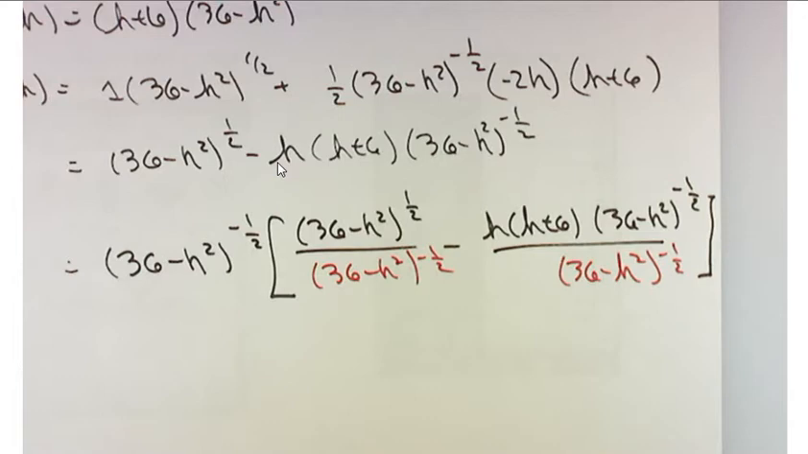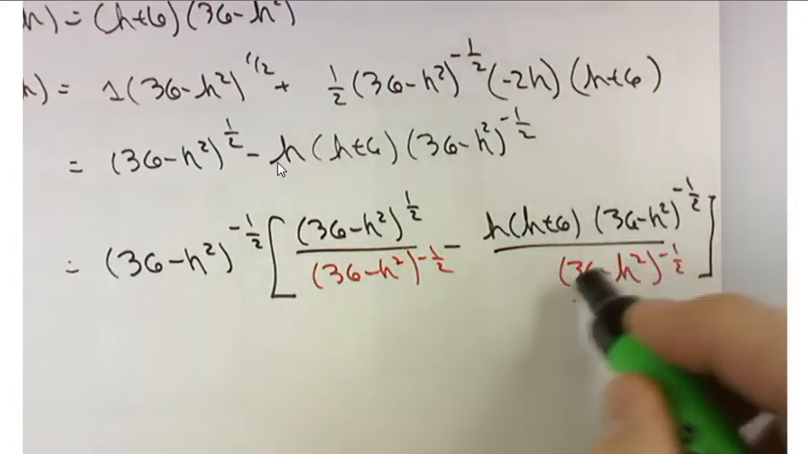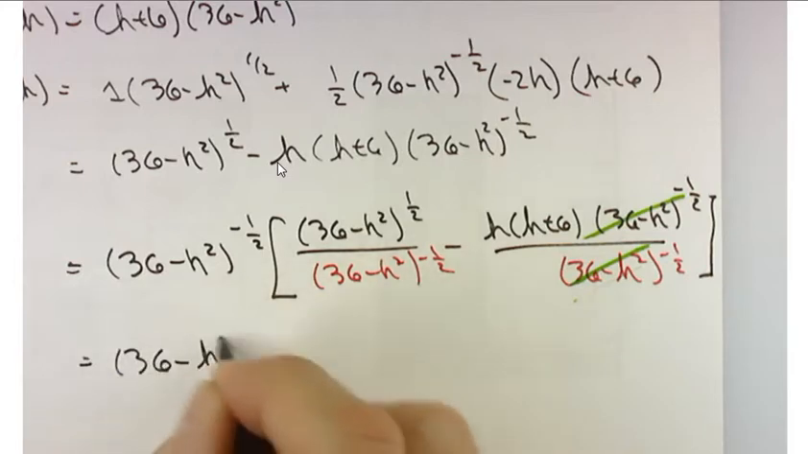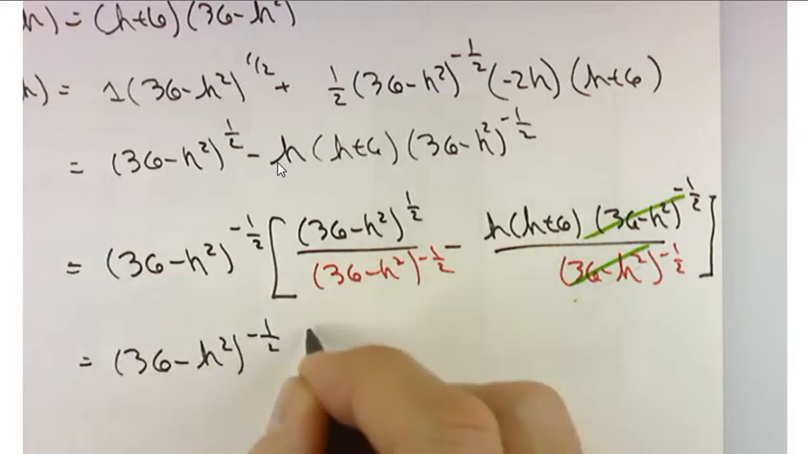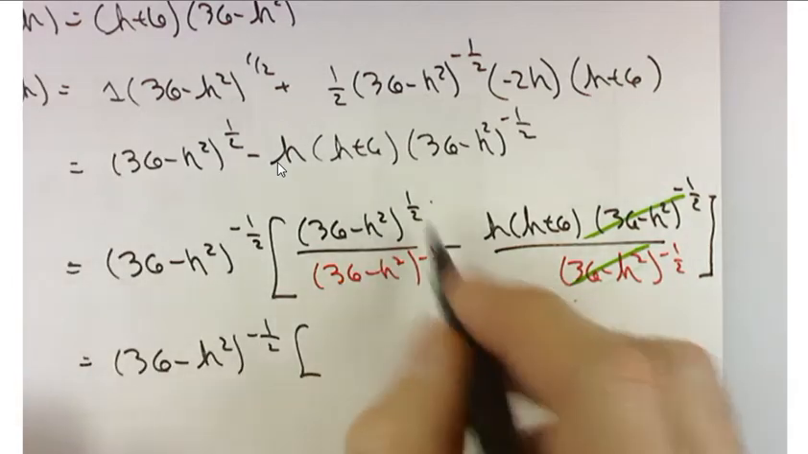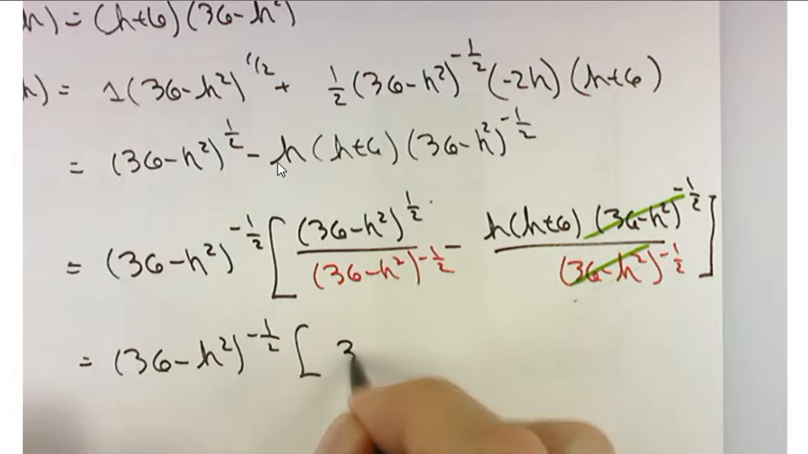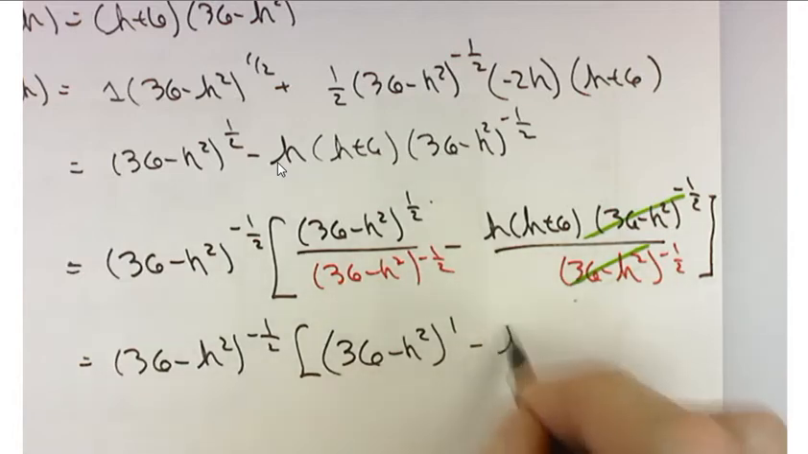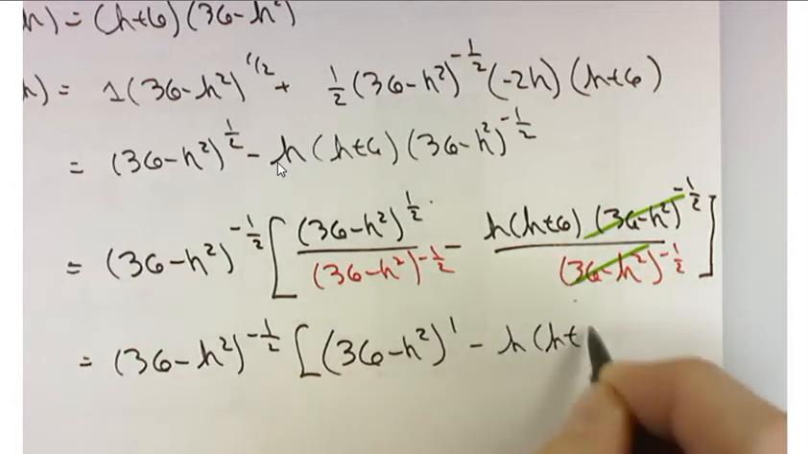And I'm going to get a lot of nice simplification here. So those terms are going to cancel out completely. I get (36 minus h squared) to the minus 1/2. Here, these exponents subtract. 1/2 minus negative 1/2 will leave me with a first power. Minus h times h plus 6.